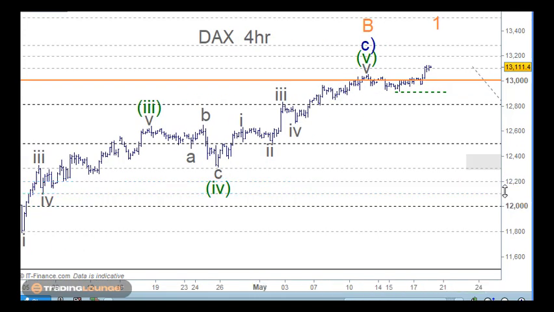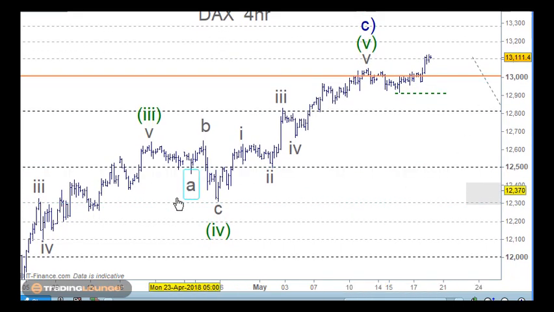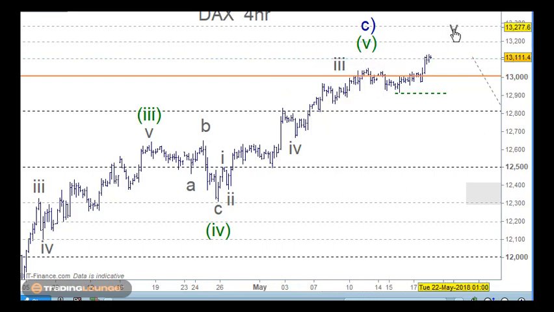Now, in this structure here, I just want to go over the errors of my ways. So I had this counted as 1 and 2 here and 3 here and 4 here, and then counting 5 waves up here. All that's fine, but we've got this extra move here. So what I need to do now is pull this back into wave 1 here and wave 2 into here, and all of this is wave 3 over here. We need to bring this here.